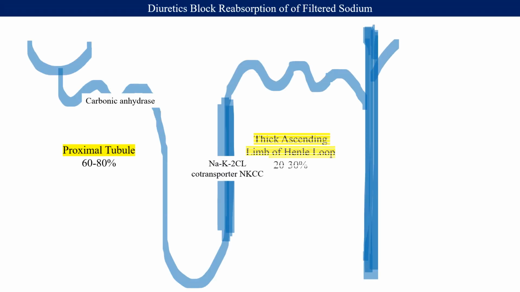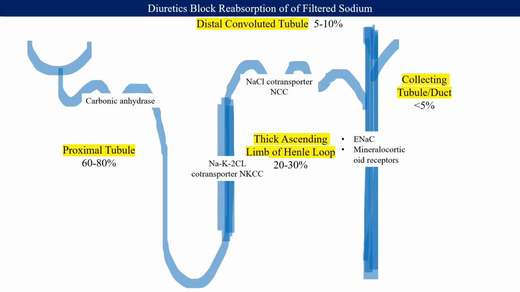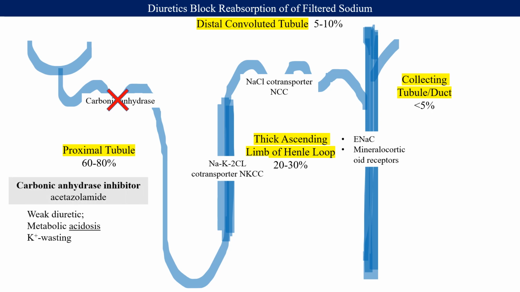Let's summarize the different classes of diuretics and their sites of action. At the proximal tubule, we have acetazolamide, a carbonic anhydrase inhibitor that blocks sodium bicarbonate reabsorption. Acetazolamide is a weak diuretic because most of the escaped sodium gets reabsorbed by more distal segments. The use of acetazolamide is associated with metabolic acidosis and hypokalemia.